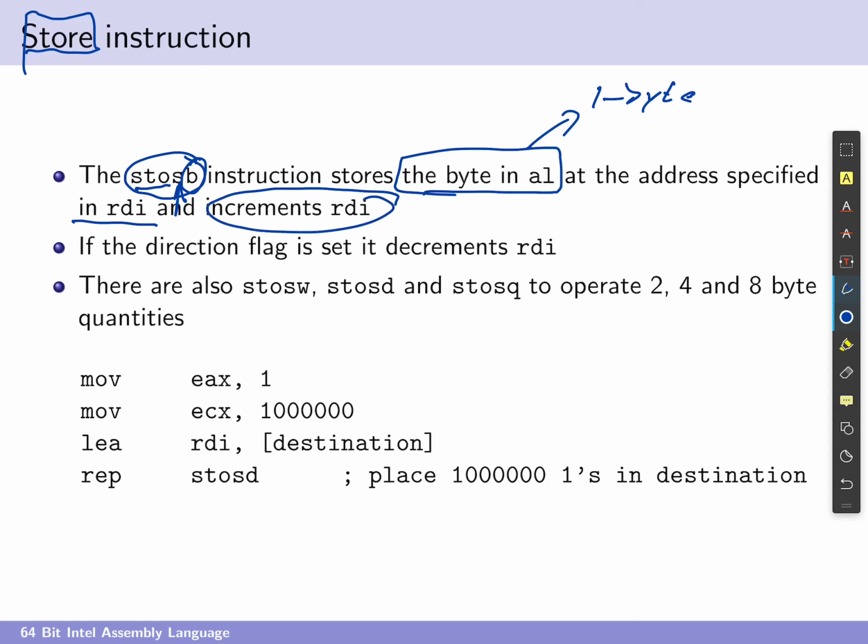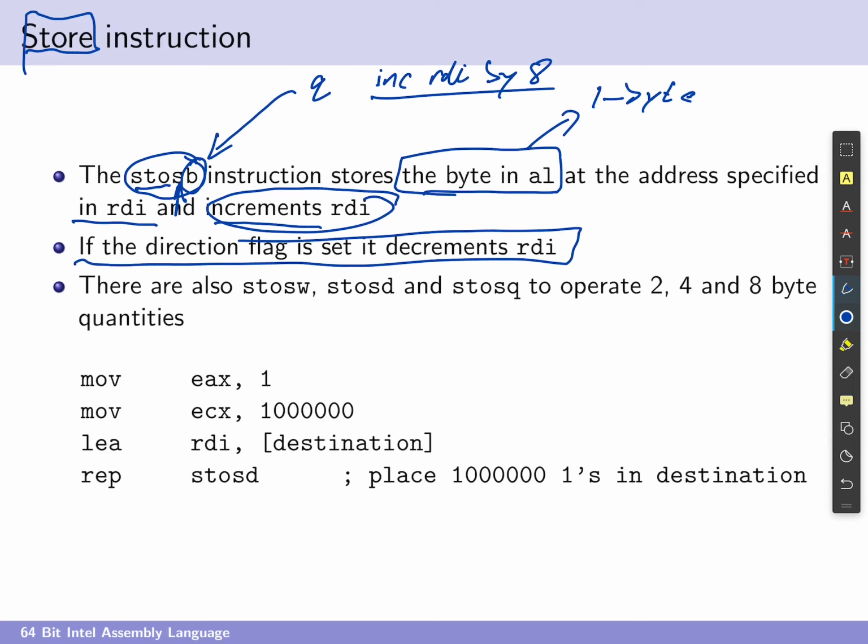How much it increments RDI by depends on the size specified. If that B was, for example, a Q, we would increment RDI by 8, because it depends on the size. But in the case of stosb, we increment RDI just by 1. The same thing applies with regards to the direction flag: it will dictate if we increment or decrement RDI.